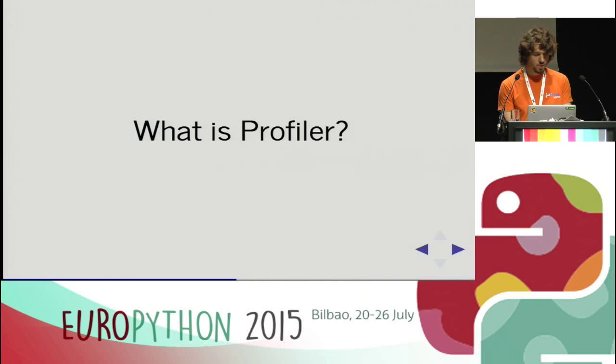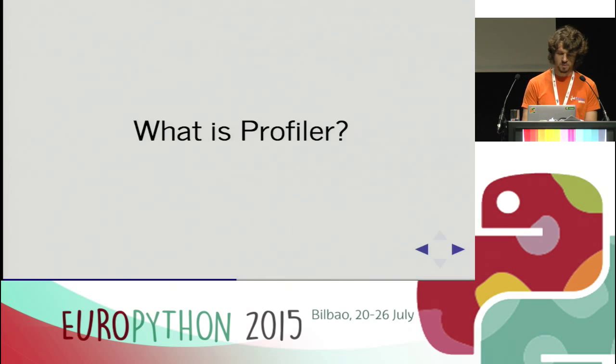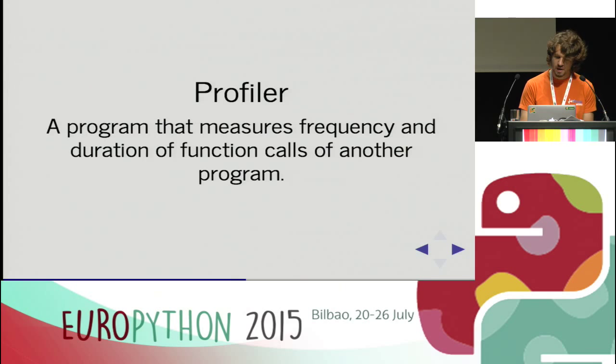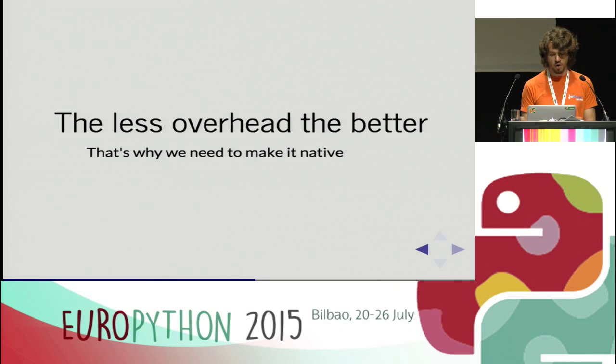But for those of you who hadn't, I'll tell what profiler is. Profiler is a program that measures frequency and duration of function calls of another program. And normally, the less overhead it has, the better. So let's make a Python profiler in Rust and see how it goes.